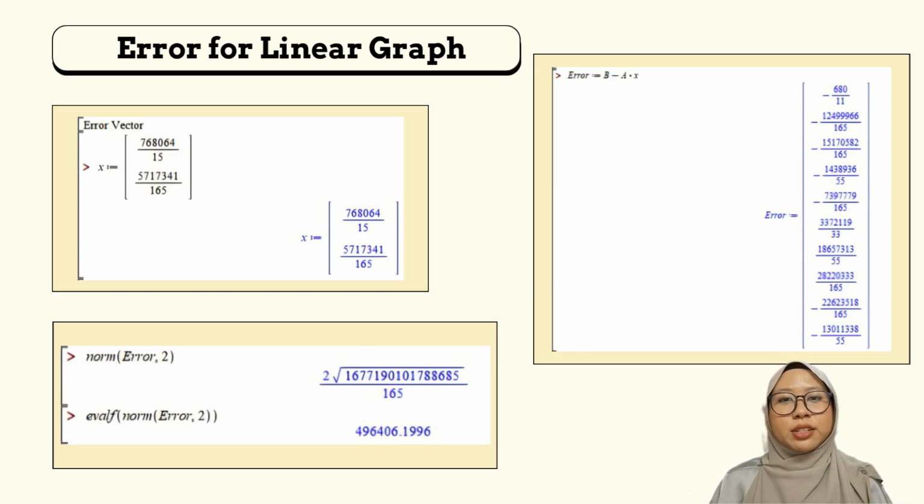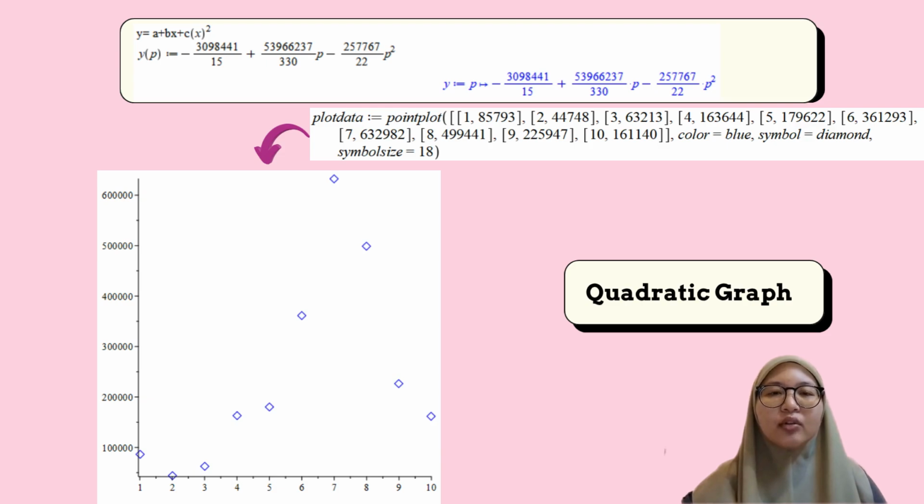To get the error vector for the linear graph, we need to insert the values of A and B into matrix S by using the formula of the error vector, B minus AS, where B represents the actual value and AS is the predicted value. After we get the error vector, we need to find the magnitude of error. Since the data that we obtain is in fraction form, we need to change it into decimal points by using the above command for easier interpretation. Hence, the magnitude of the linear equation is 496,406.1996.